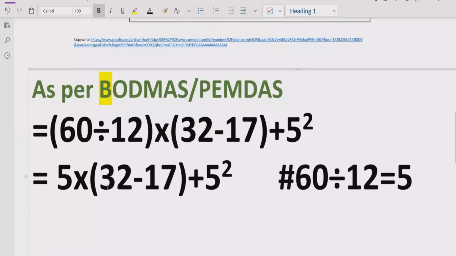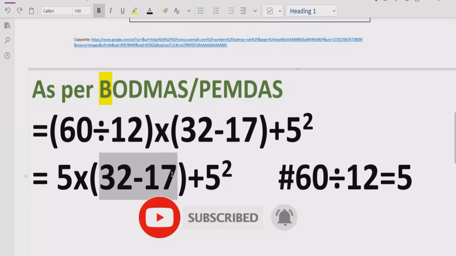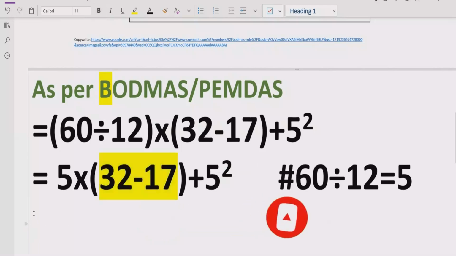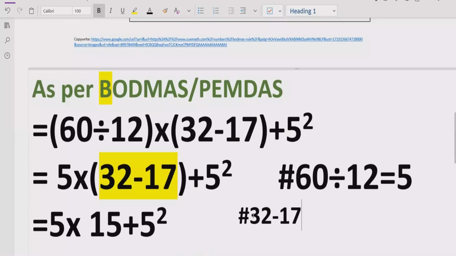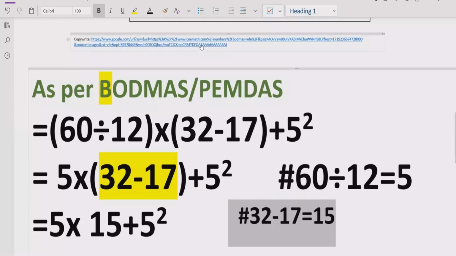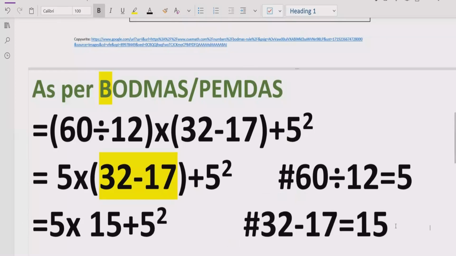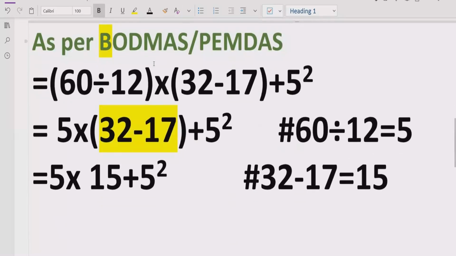Now move forward to solve the second bracket, which is 32 minus 17. So we will solve this bracket: 5 multiplied by, 32 minus 17 equals 15. Plus 5 raised to power 2, we will write as it is. And again, we will give the reference here: 32 minus 17 equals 15, and this part we will write. Okay. Now we have solved all brackets in our expression.